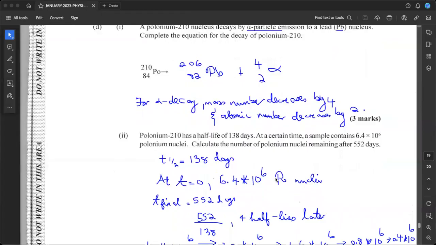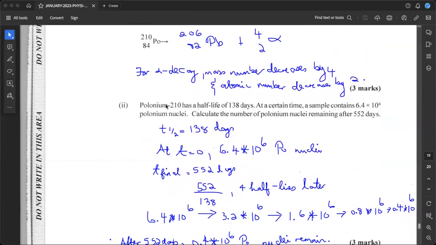And so moving along to part 2, we're talking about the same polonium isotope. So polonium-210 has a half-life of 138 days, right? So that means that any amount of polonium that we start with, after 138 days, we'll have half that amount. So that's what half-life means, right? How long does it take for my sample to decrease by a half? So the question continues that at a certain time, a sample contains 6.4 times 10 to the 6 polonium nuclei. Calculate the number of polonium nuclei that remains after 552 days, right?